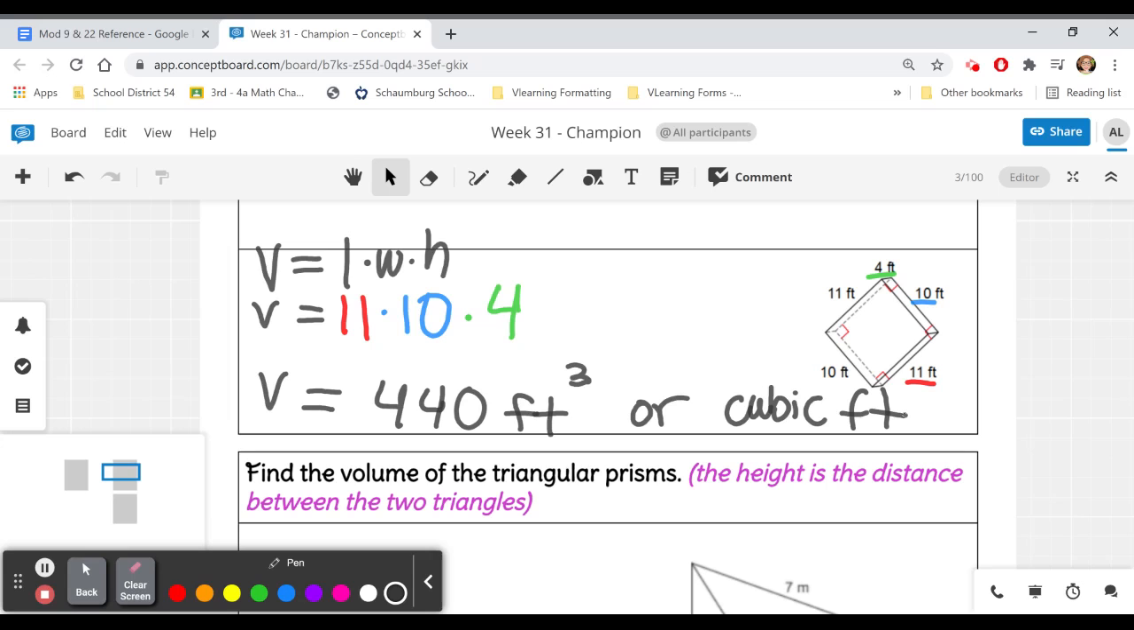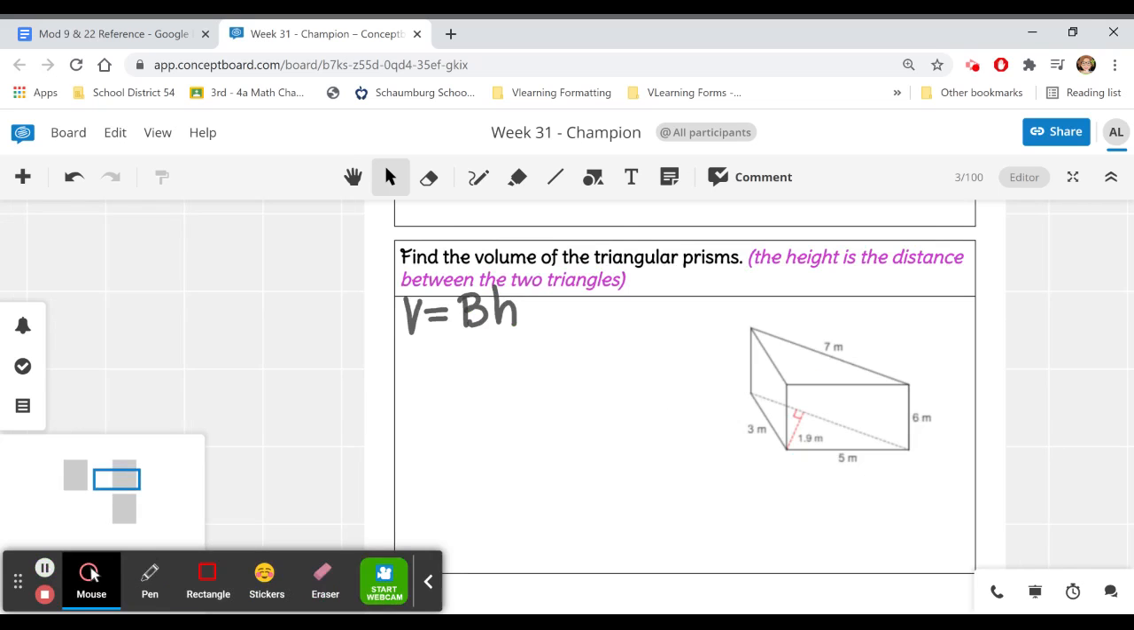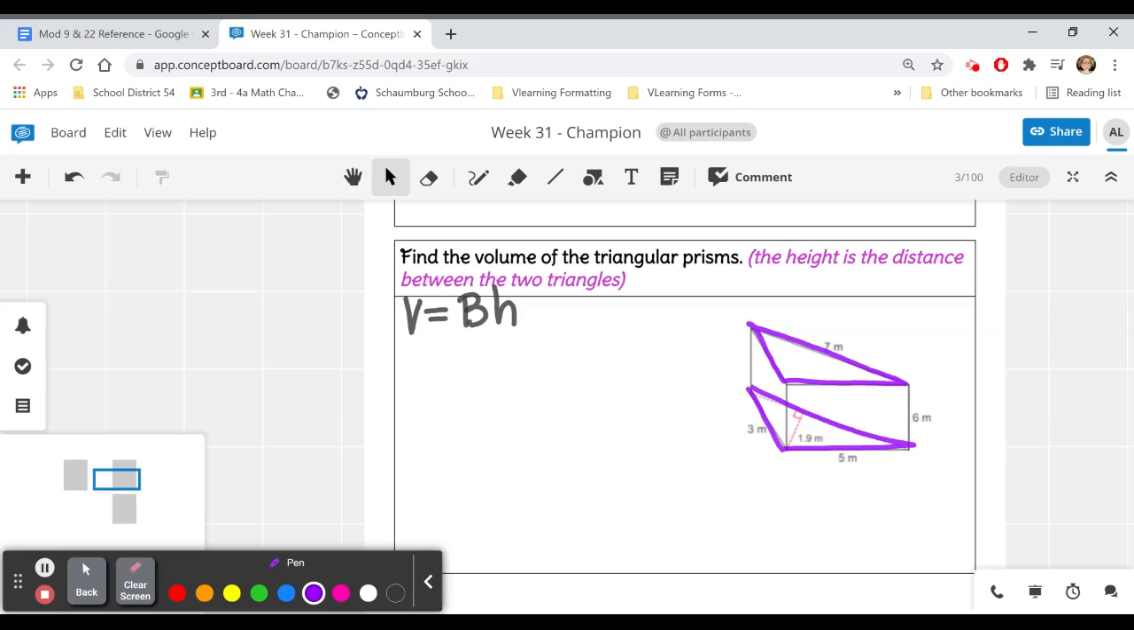All right, let's move on to volume of a triangular prism. For volume of a triangular prism, we're going to use the area of the base times the height formula, which is like length times width times height, except now our base is a triangle. So the area of the base for a triangular prism is the area of the triangle, and then the height is going to be the distance between the two triangles. So big B is the area of the base. So first, we're going to need to know what that is for a triangle.